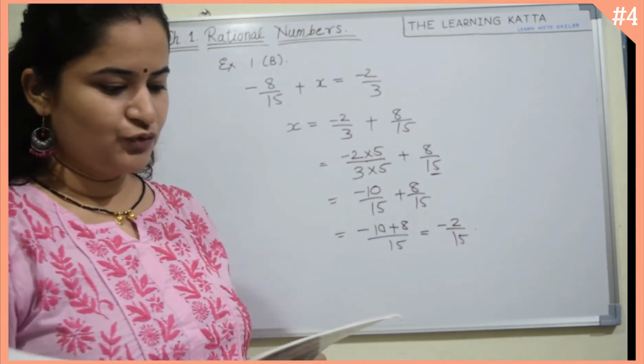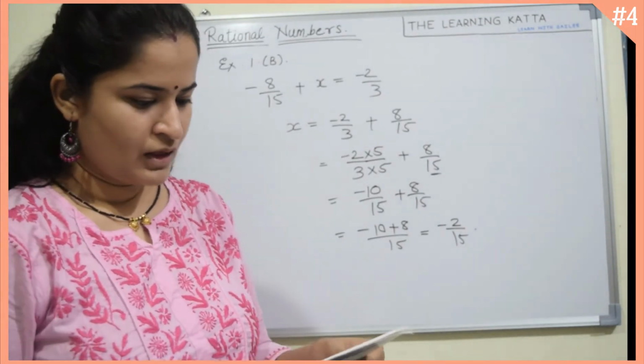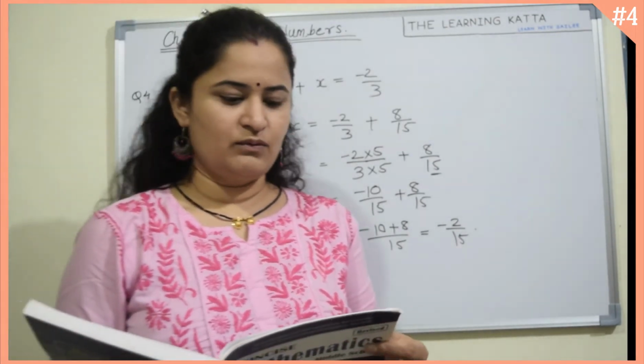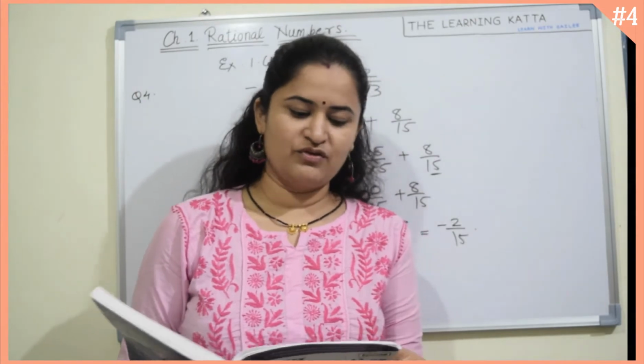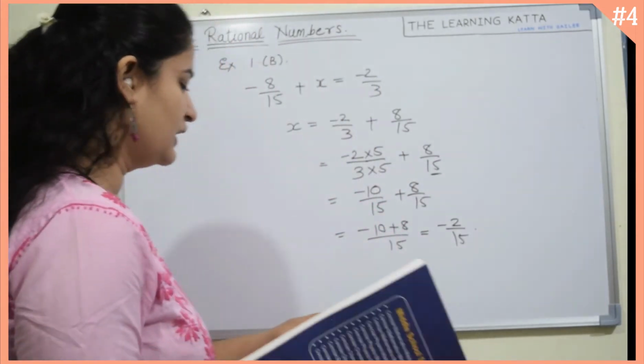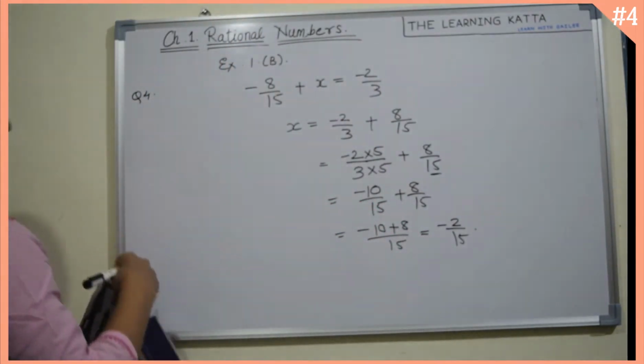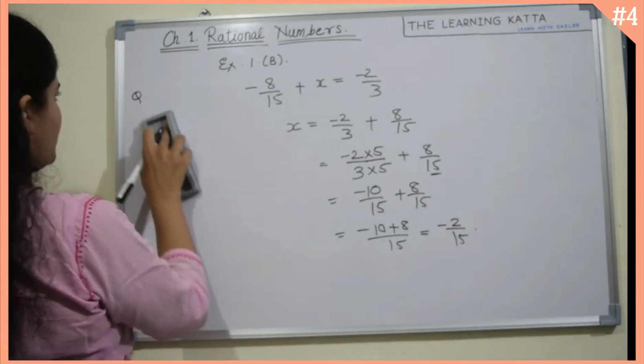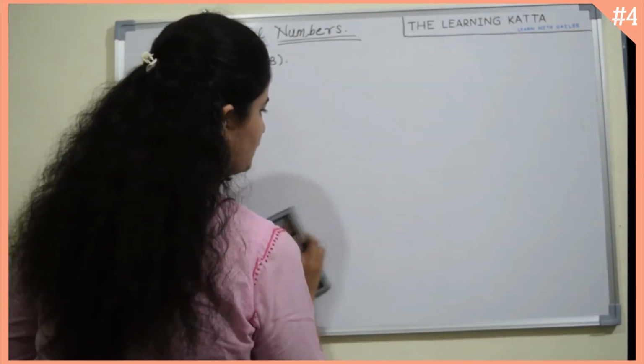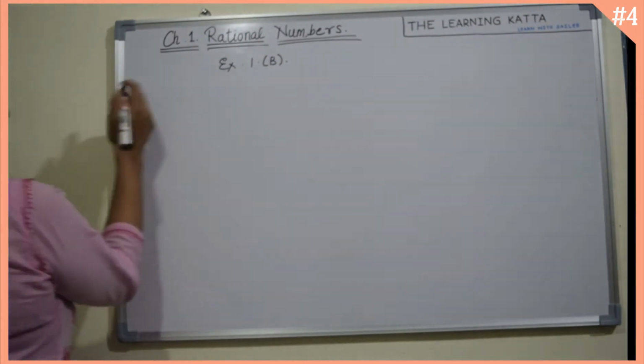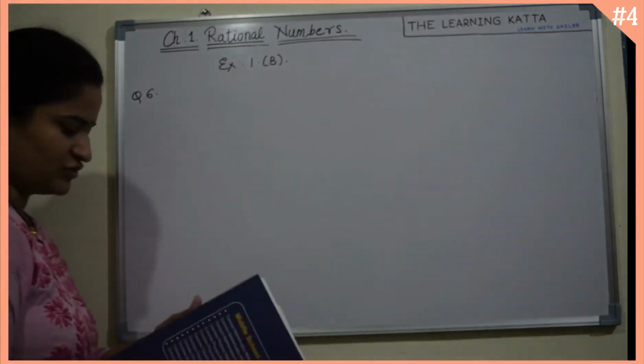Now let's move to question number 6. Question number 5 is similar like question number 4. One rational number is given, other you have to find. So I'll move directly to question number 6. But if you still have confusion on 5, just comment, mention it in the comment. I'll cover it. So what does the question number 6 say?